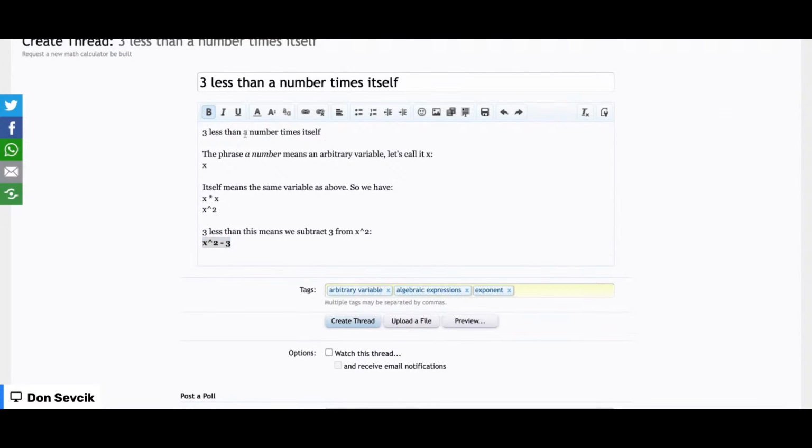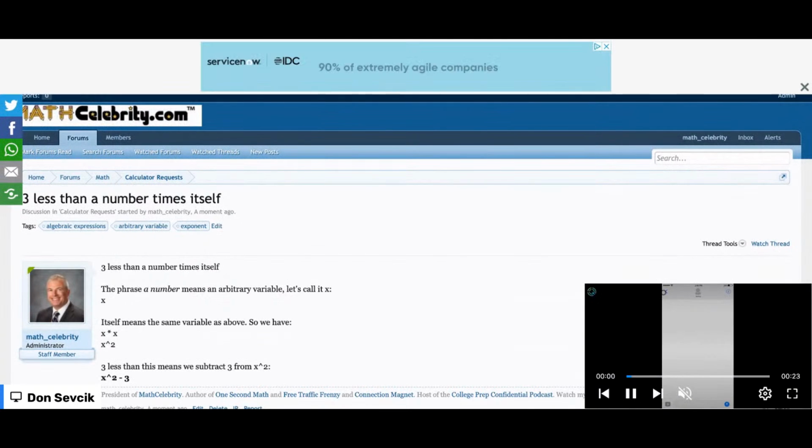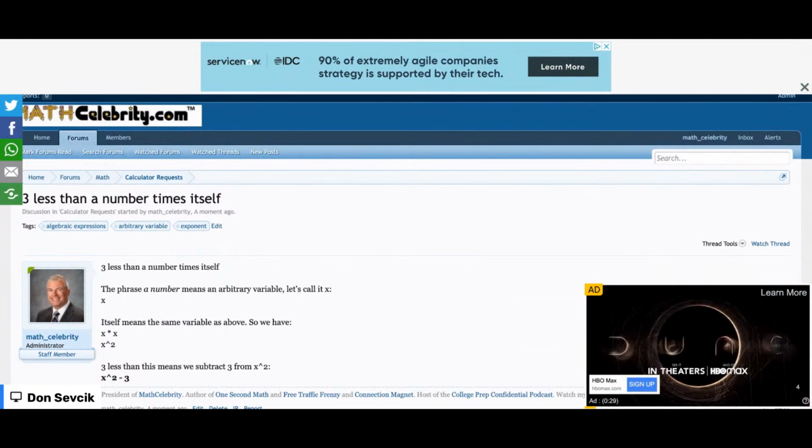Itself refers to a number. A number was declared as an arbitrary variable. We could have done a, b, c, d, x, y. It doesn't matter. I like x. And then we subtracted 3. And so that one's done. All right. Here is another one.